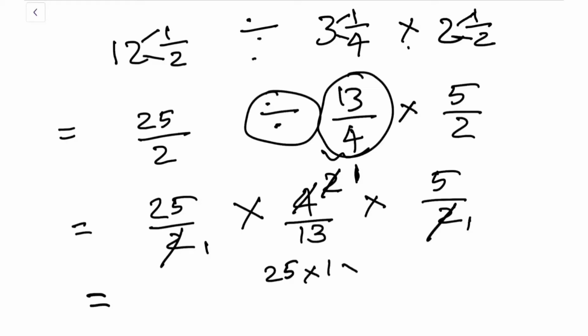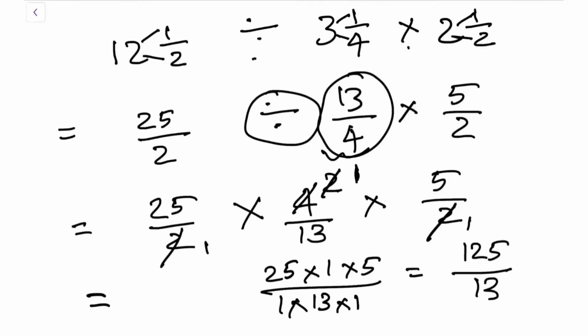25 into 1 into 5 divided by 1 into 13 into 1. 25 into 5 is 125 divided by 13.